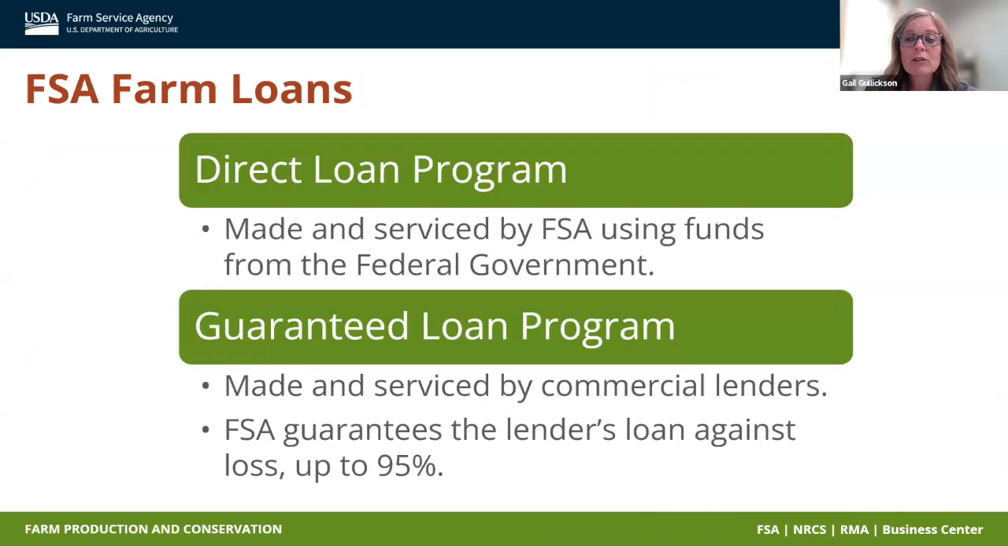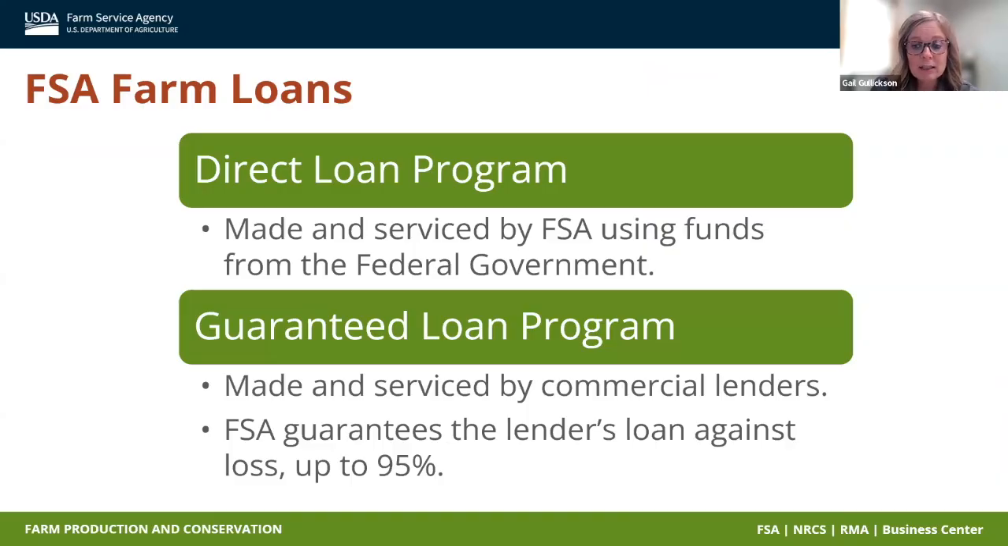So FSA offers direct and guaranteed loans to farmers and ranchers to promote, build, and sustain family farms for a thriving agriculture economy. Direct loans are made and serviced by FSA using funds from the federal government. FSA has a responsibility of providing credit counseling and supervision to its direct borrowers by helping applicants evaluate the adequacy of their real estate and facilities, machinery and equipment, financial and production management, and goals.